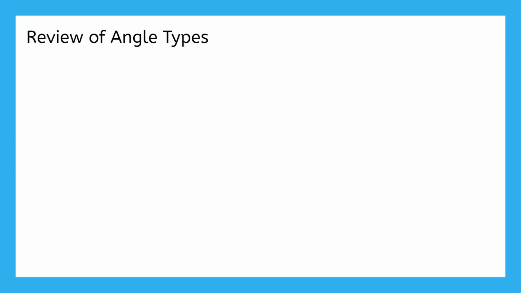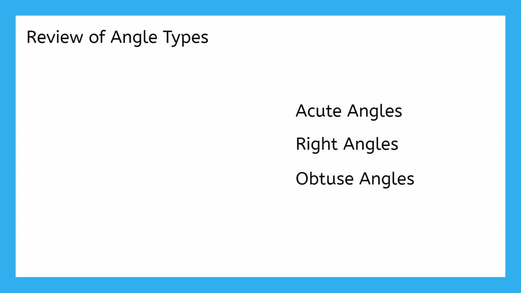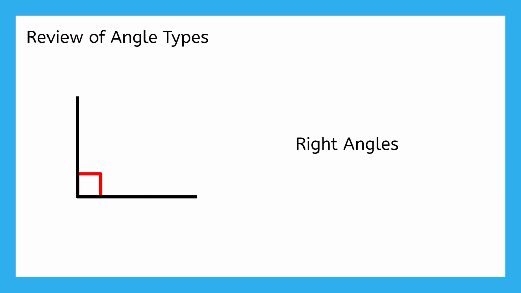Hopefully you remember what we've learned about the types of angles from your prior courses. But just in case, we'll do a little review here. There are three types of angles: acute angles, right angles, and obtuse angles. A right angle makes a perfect corner. We measure angles by their degrees, and right angles all have a measure of 90 degrees. You'll hear the description of right angle and 90-degree angle both used for this.